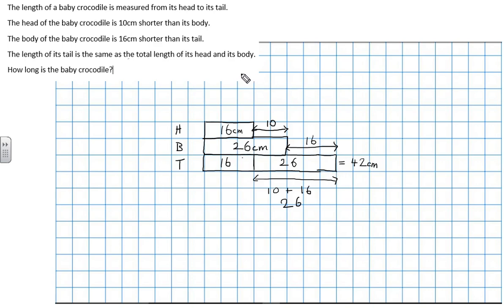So, what am I actually being asked? I'm asked how long is the baby crocodile. So I need to add all of these up, and as I know the value of the tail, I know that already. I've already done this calculation, 26 plus 16, and I was already told that the tail is the same as the head and the body put together. So this must be 42 times 2. So the answer is, the total length equals 84 centimetres. Okay, I hope that helped.